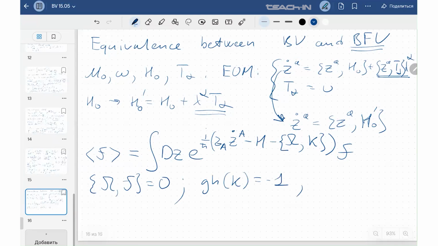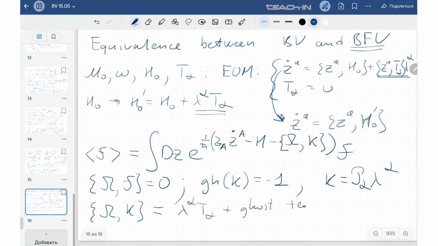In minimal setup, k should have a form of, if it's a reducible, minimal formulation of an irreducible first-class constraint system, and the only object of degree -1 is the one proportional to Gauss momenta. So it's something like this, right? Should call it lambda, right? So if I pick such a k, then I know that omega with k is precisely lambda alpha T alpha plus Gauss terms. So this is exactly the same.